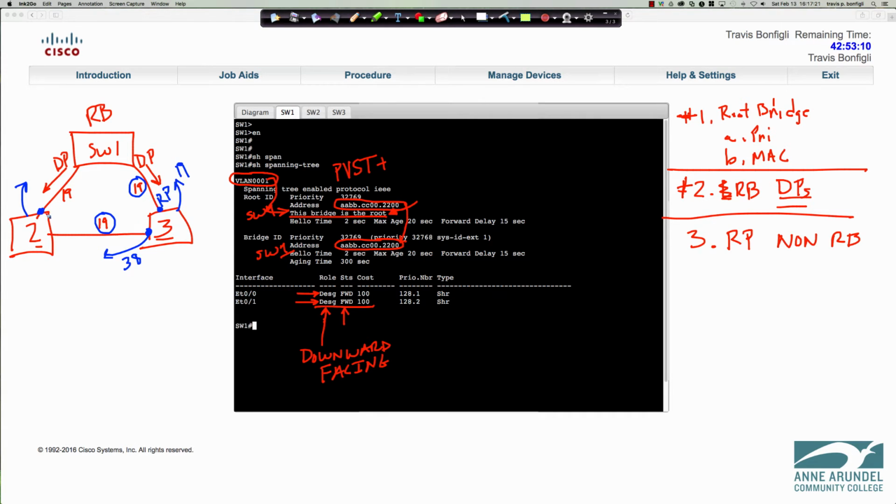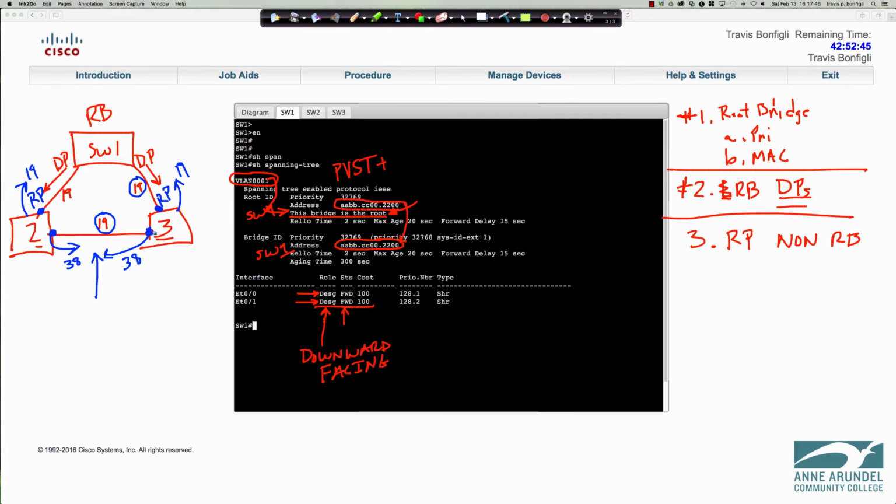It's that simple. Now, switch 2, it's the same thing. Switch 2 to go this way, the cost is going to be 38 because he's going to incur a cost of 19 on the outgoing interface there and 19 on the outgoing interface there. If he goes this way, the cost is 19. So, boom, root port. So now we're left with this segment here.